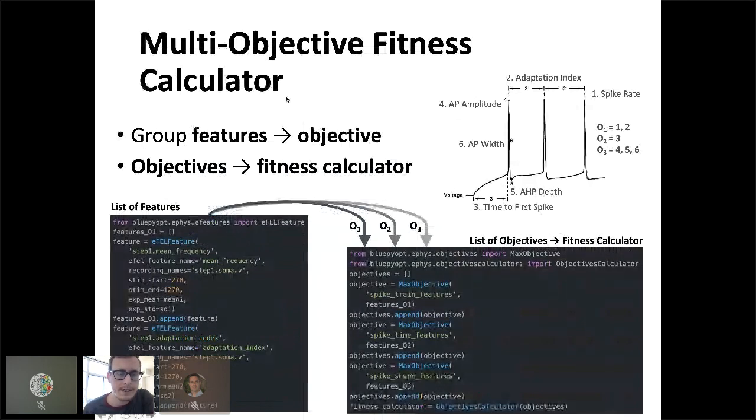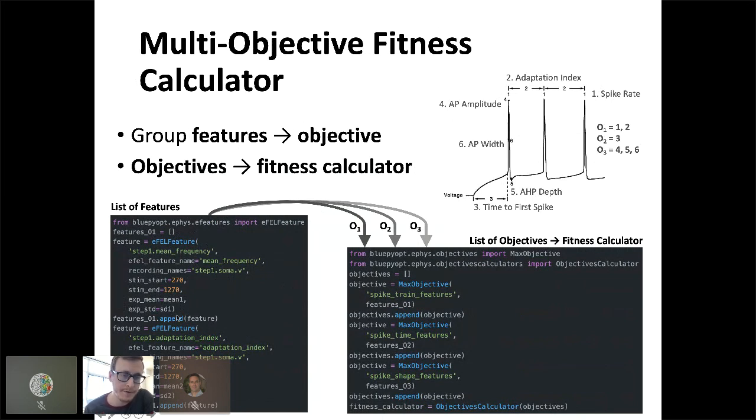And then the next step would be to create a multi-objective fitness calculator. So for this, it gets a little bit more complicated, but essentially you want to group together features, and each group of features becomes an objective. So if I have a group of features that I want to capture the spike train features, I take something like the spike rate as well as the adaptation index, create eFEL features with them, insert the mean and standard deviations as taken from the experimental data.